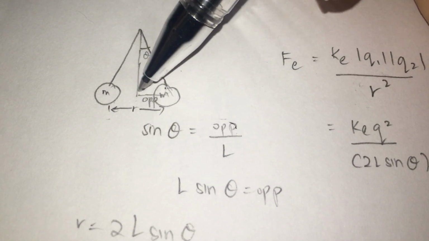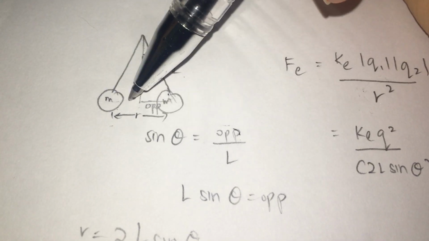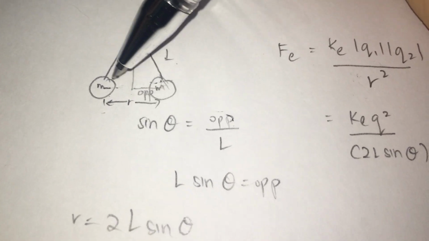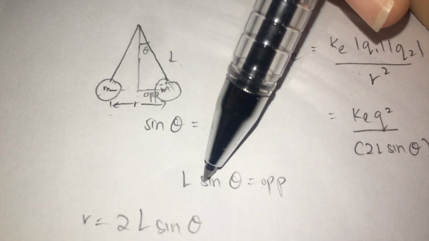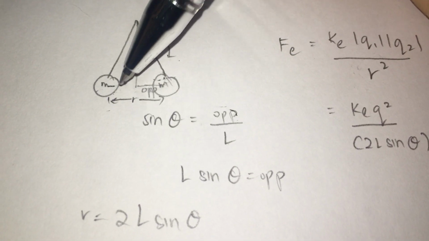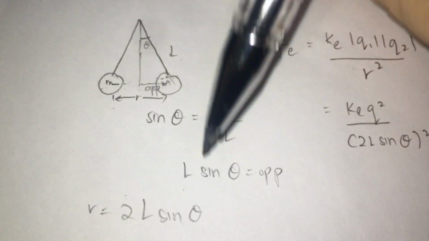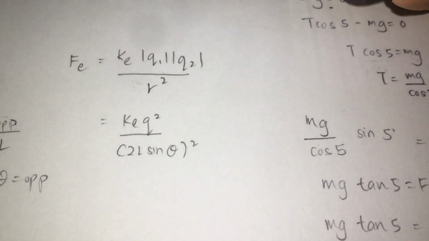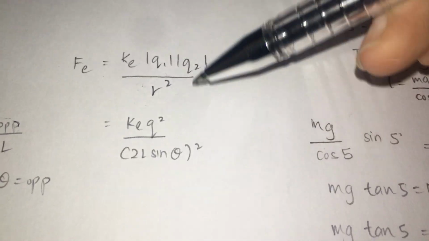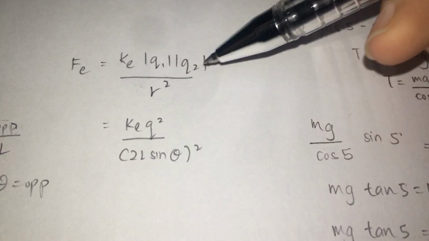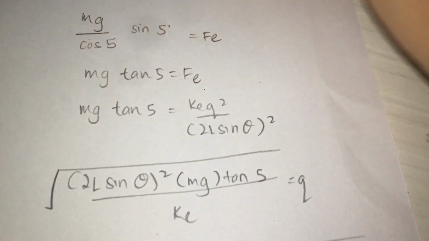Now this only applies to this one. We need to find for this side plus this side. Therefore, to find r here, we need to add them. So L sine theta plus L sine theta, you get 2L sine theta. Now we can just substitute that into the equation here, and also you can just simplify the equation to this. And now you can use this equation and move it to here.